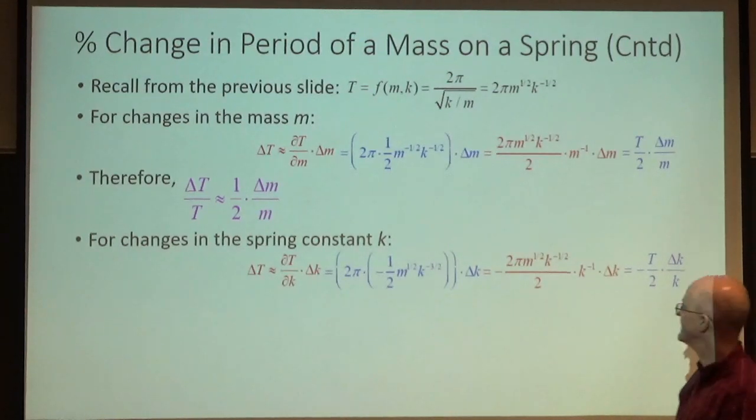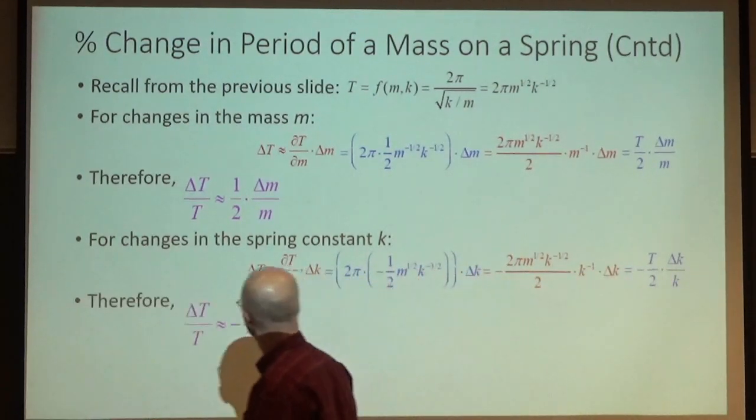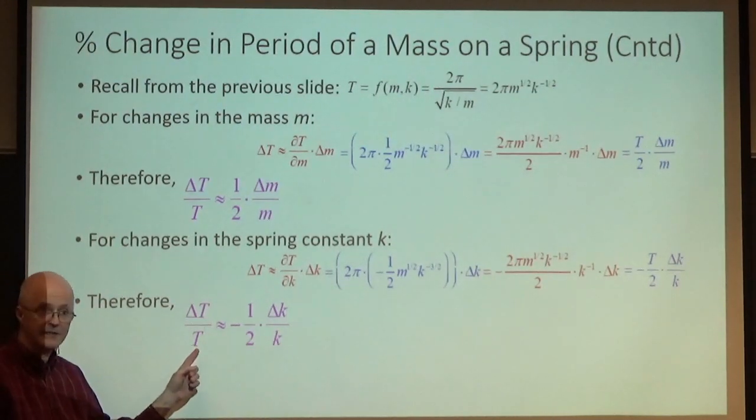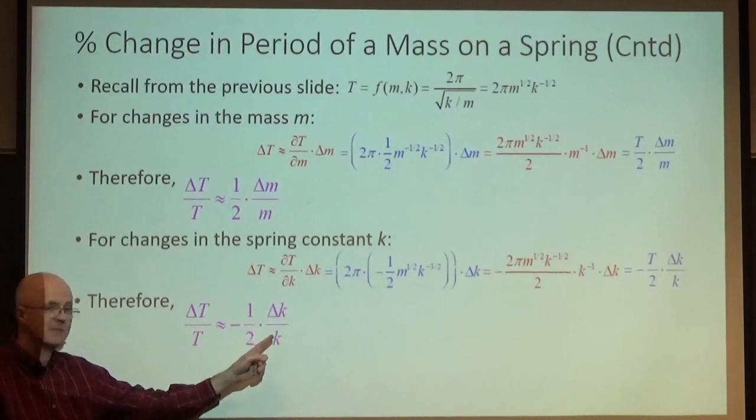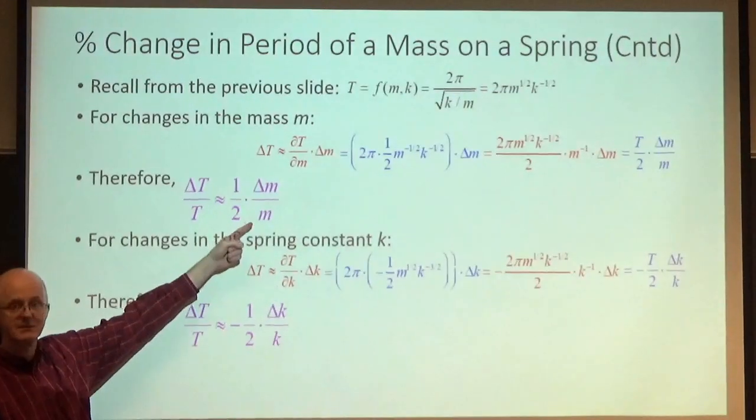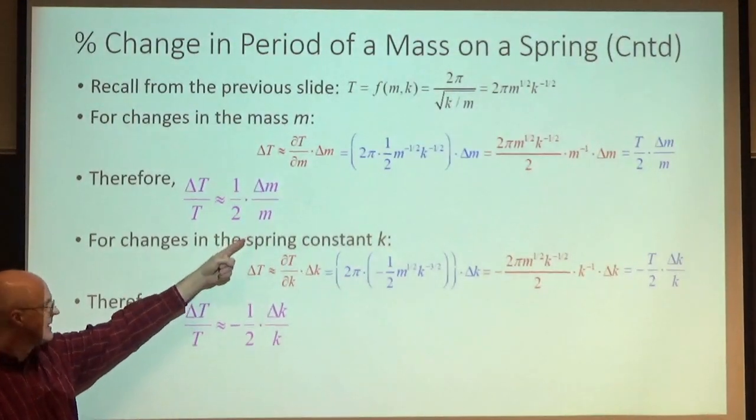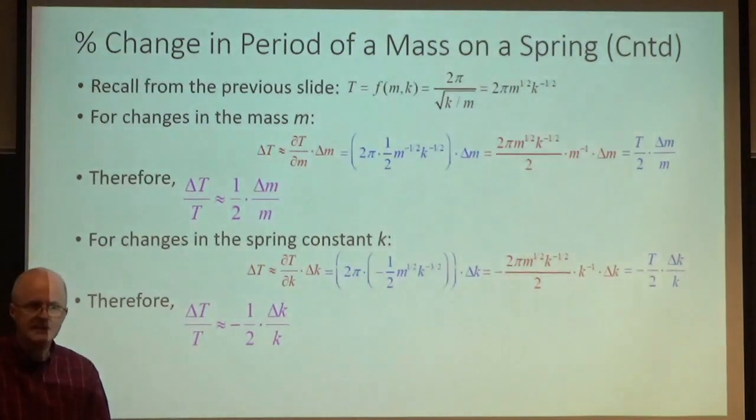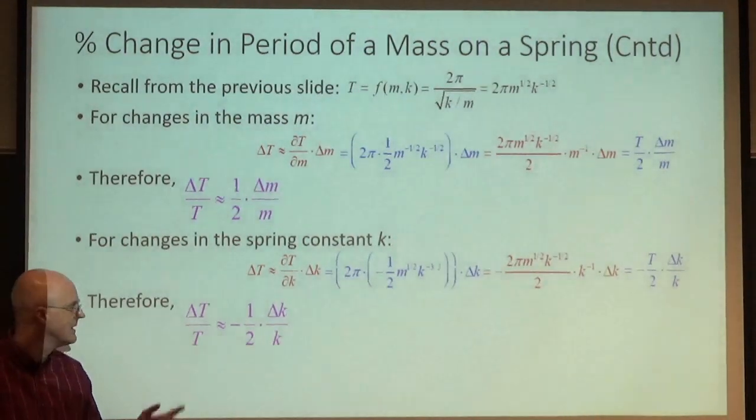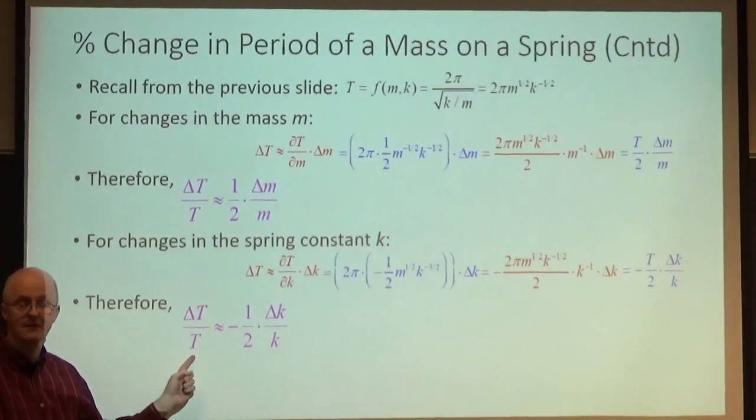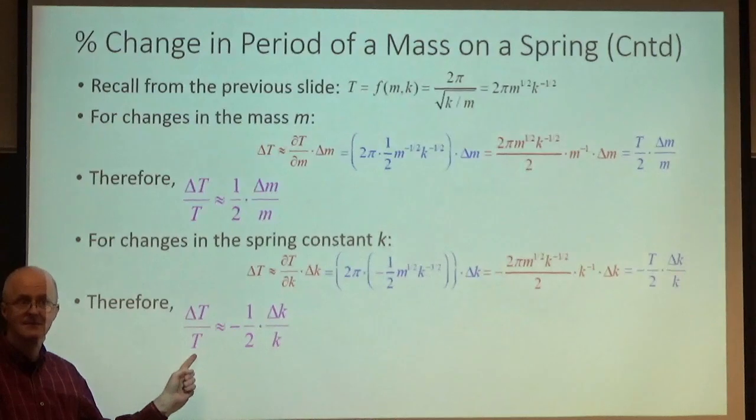And we can rearrange that, divide both sides by T, and get this approximate equation. Once again, we got the relative or percent change in the period approximately some constant times the percent change in the independent variable, in this case the spring constant. In the previous case it was the mass. Again, something pretty profound. If the spring constant increases by, say, 2%, you should expect about a 1% decrease in the period. Does that make sense?